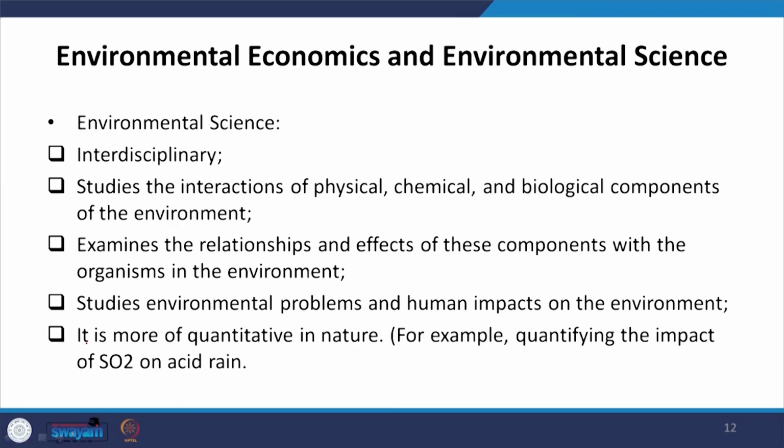It is more quantitative in nature. For example, quantifying the impact of CO2 on acid rain. Now, many cities are facing the problem of CO2, creating the problem of acid rain. So, we can understand the level of pollution through studying the environmental sciences, and that is all in this topic.